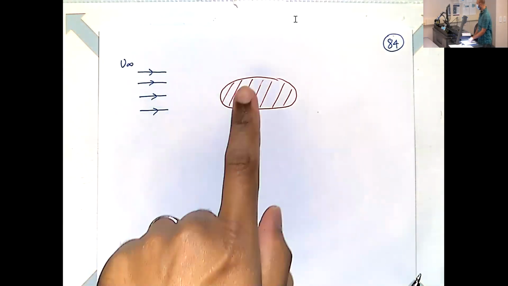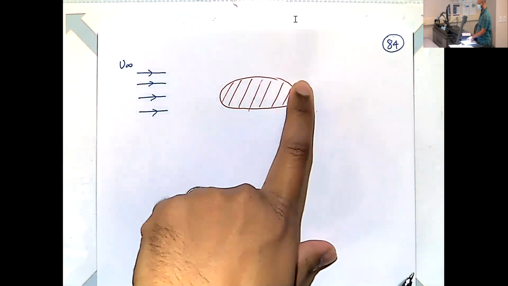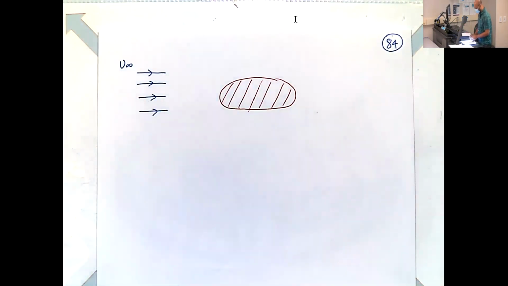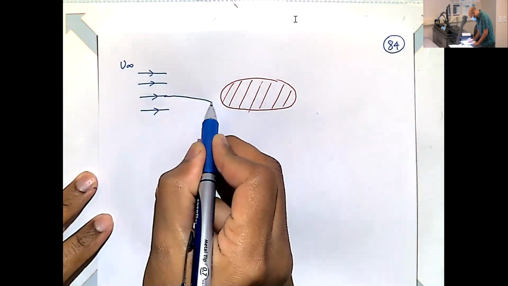Does it happen upfront, or do we delay it as much as possible? So we want to delay separation as much as possible. So the streamlines might look something like this.